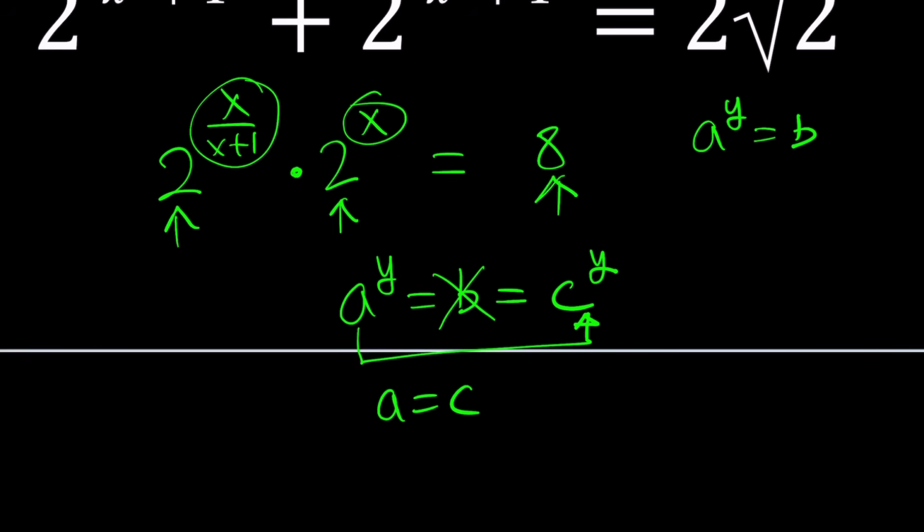But you got to be careful about some cases because this is not necessarily true. Even though a and c are different sometimes, we can still get an equality. For example, if y is equal to 0, then a and c don't have to be equal. Or if a is 1 and c is negative 1, so on and so forth. There are different cases. We're not going to go through all of them because it doesn't apply to our problem, but I just want to give you a quick rundown on exponential equations.